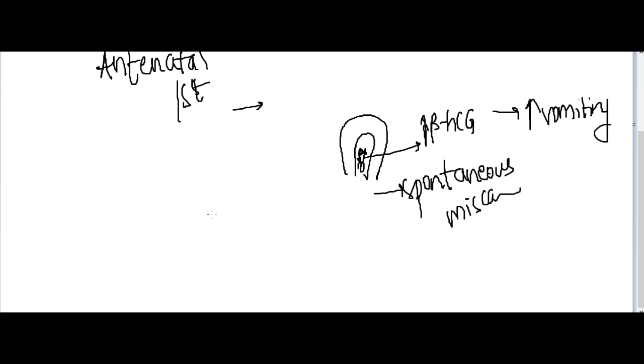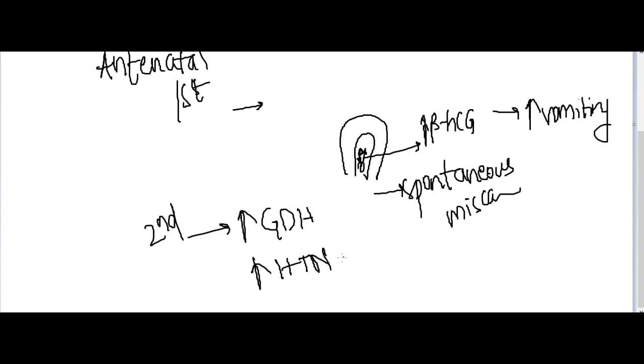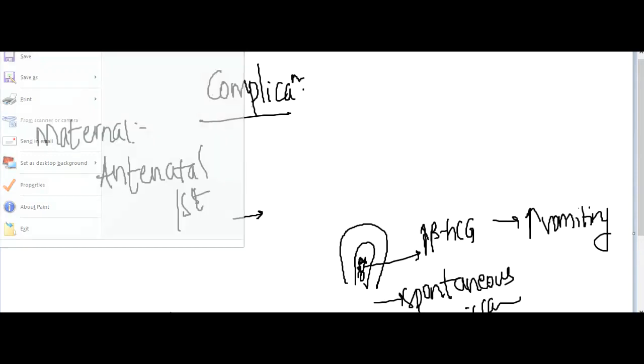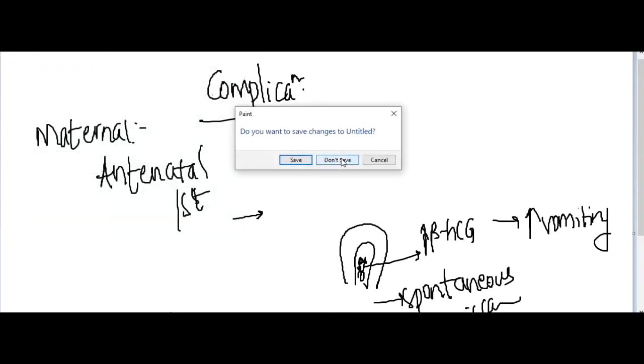Then if it's in the second trimester, because of the twins, there can be increased risk of gestational diabetes mellitus and also increased risk of hypertensive disorders, and also there is increased risk of anemia. So these are the different risks in the second trimester. Now, what about the risks in the third trimester?